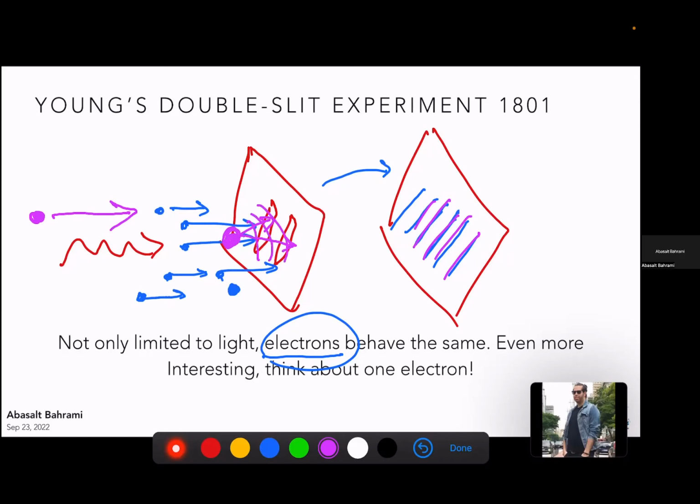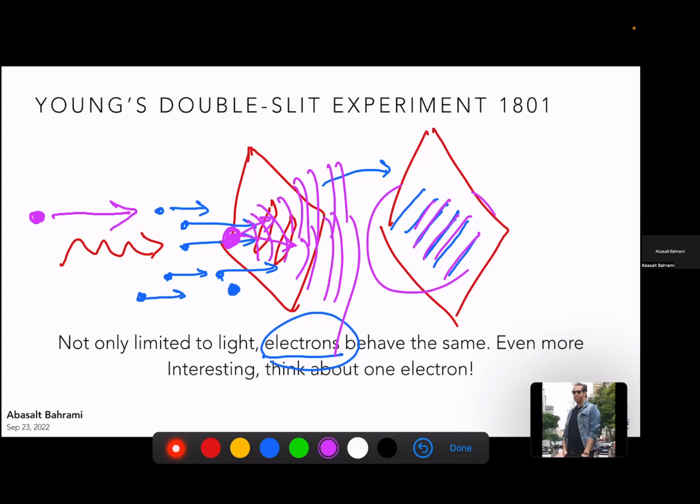So it goes through both of them. And behind this, you will have two waves like this, and then they interfere like this. So it doesn't matter if you have a bunch of electrons or just one electron, you will have the same interference pattern. Again, we are proving that light or matter, generally speaking, macroscopic matter, can also behave like waves.